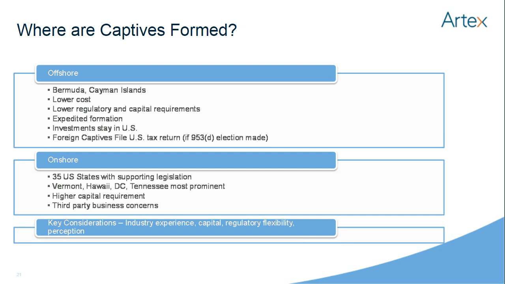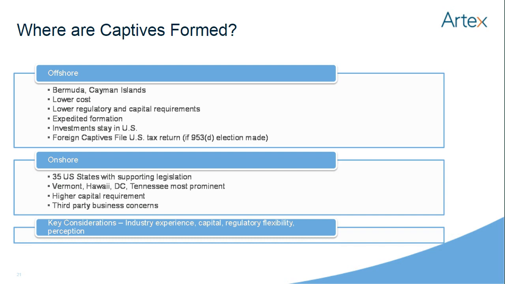Those tend to be lower offshore. And the formation process can be more expedited and wrought with less bureaucracy than you may see in the U.S. And even though your captive may be offshore, the days of having the bank accounts and the investments required to be offshore are long gone. The investments can stay in a qualified U.S. bank or an asset manager.